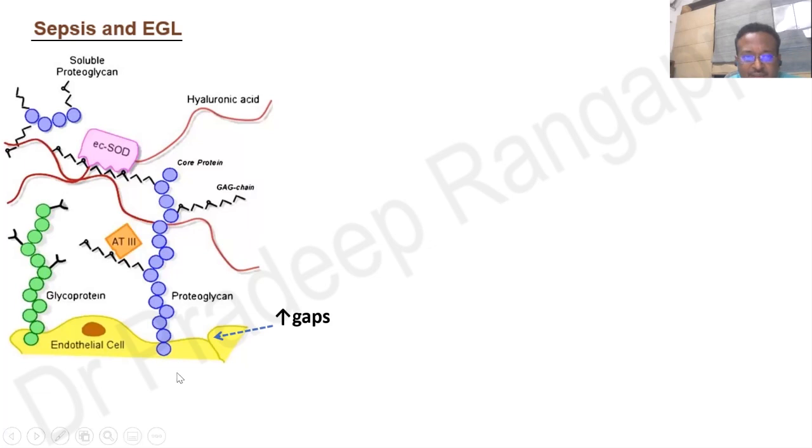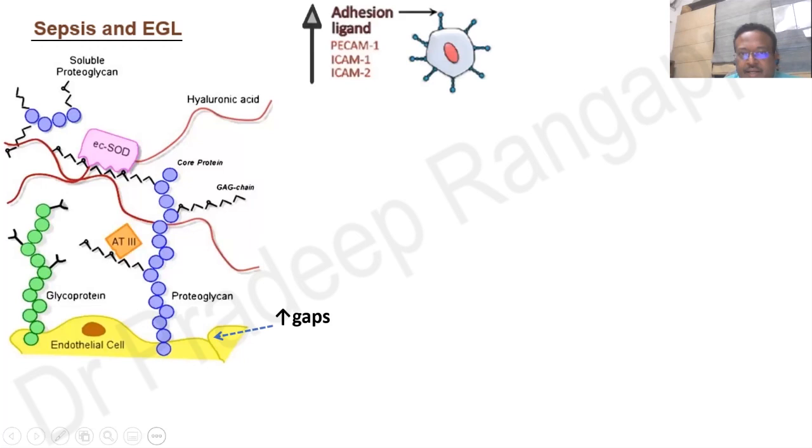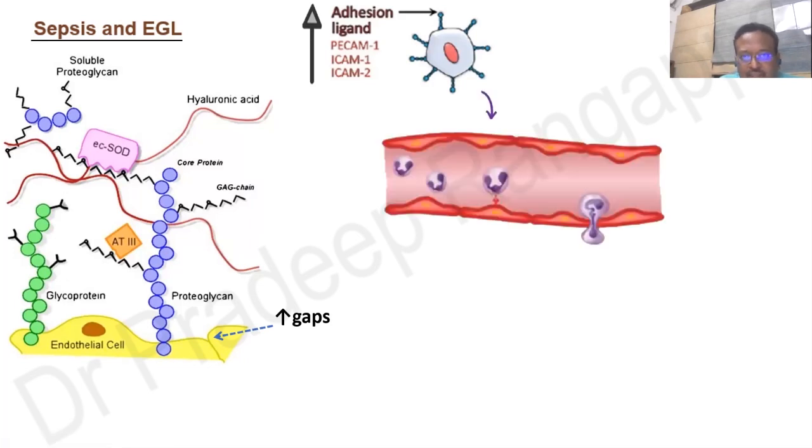So in sepsis, as you see, the gaps between these endothelial cells significantly increase, and the increase in the gaps leads to increased expression of adhesion molecules, which is platelet endothelial cell adhesion molecule or intracellular adhesion molecule. And this increased expression of adhesion molecules leads to migration of leukocytes and stickiness of these leukocytes to the endothelial cells. And because there are increased gaps in the endothelial cells, there is escape of fluid from the vascular lumen to the interstitial space.